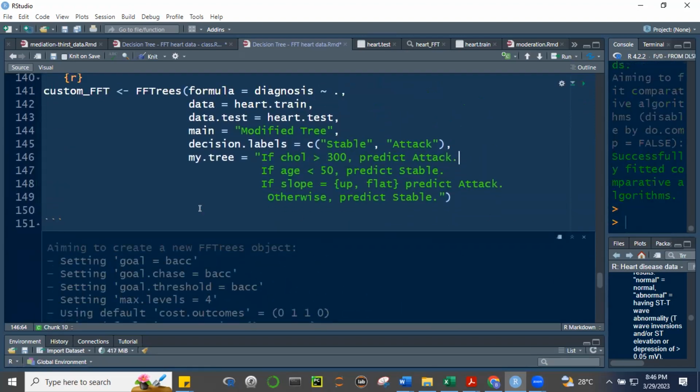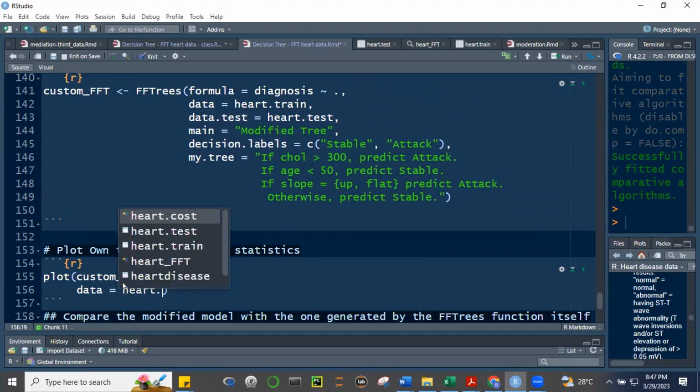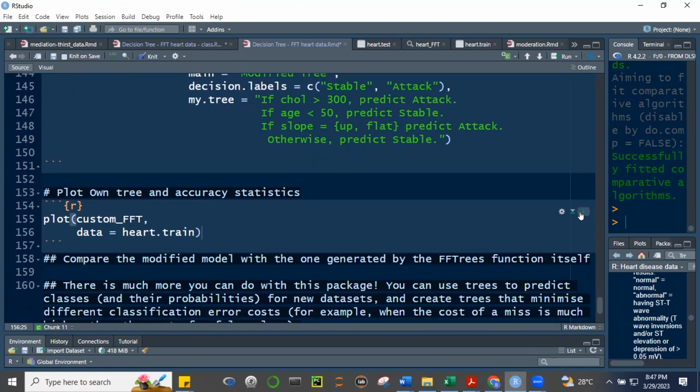Alright, so medyo may ibang output tayo. Plot nga natin, class. Dito, ang gawin muna natin, kasi ibang model na to, no? Data is equal to heart dot train muna natin. Okay? So let's plot our custom FFT using the heart.train. Tingnan natin kung ano magiging result.